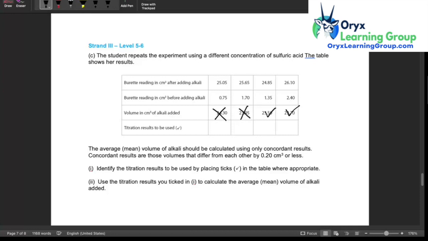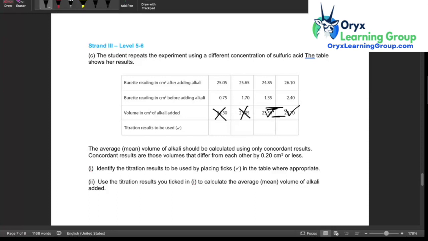So we cannot take this one as well. So we have to take these two numbers, right? Clear with this? We have to take these two numbers because these are the only ones which are differing by 0.20. Other numbers are differing by more than 0.20. That's why we have to take these two numbers only. Understand? These are easy marks.